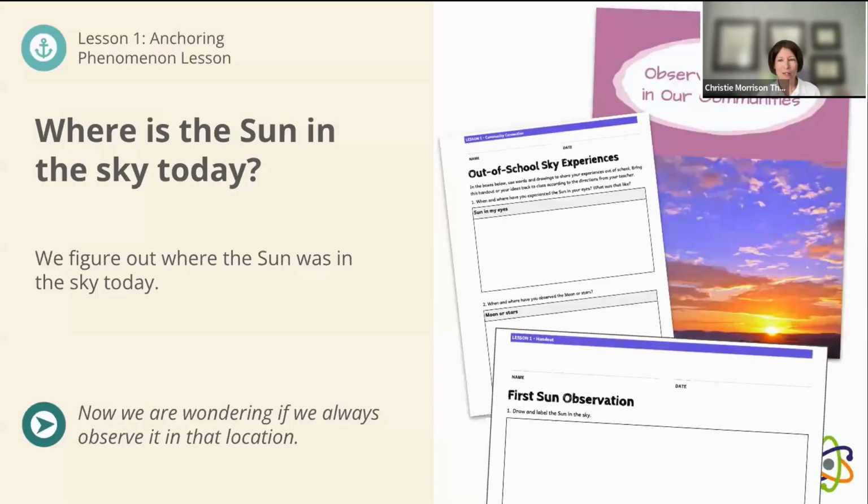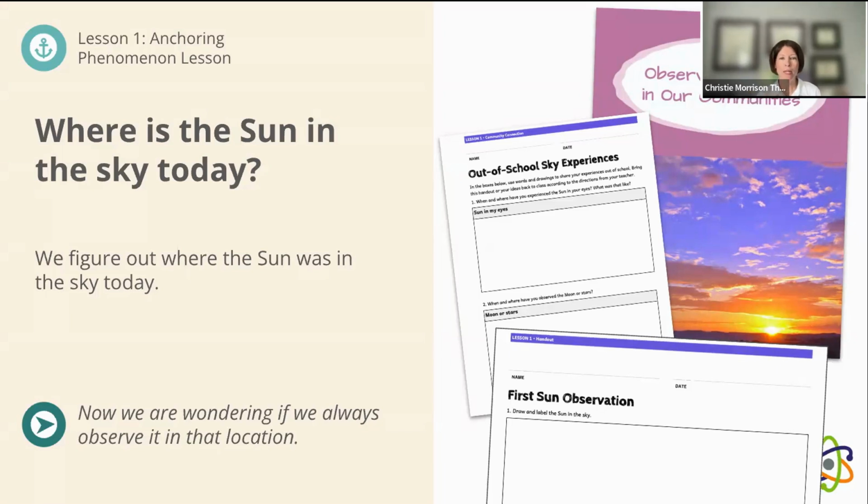So, to summarize Lesson 1, the anchoring phenomenon lesson, we read a book to generate noticings and wonders about and connect to our experiences with sky-related phenomena, including evening walks when it is sometimes light out, how we sometimes notice the moon and stars in the sky, and how the sun is sometimes in our eyes. We use these to start our class notice and wonder chart and our experiences chart.